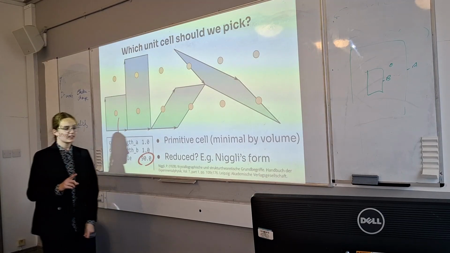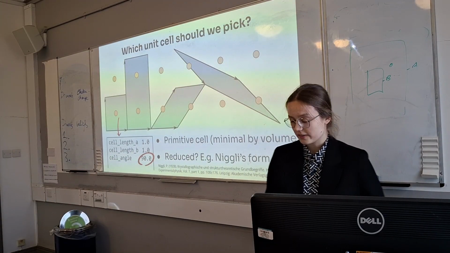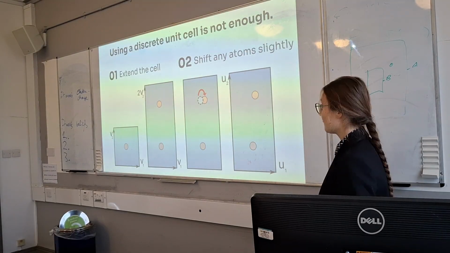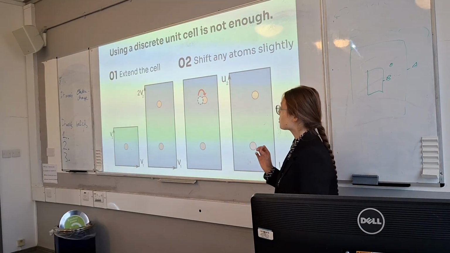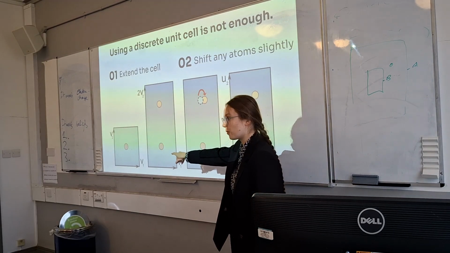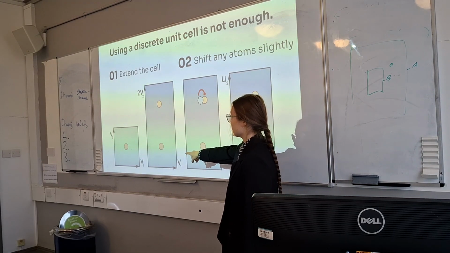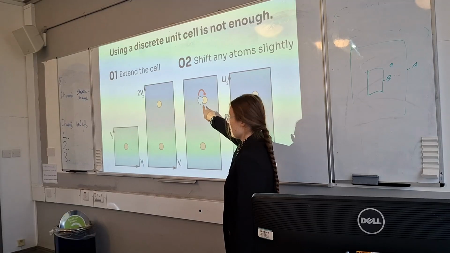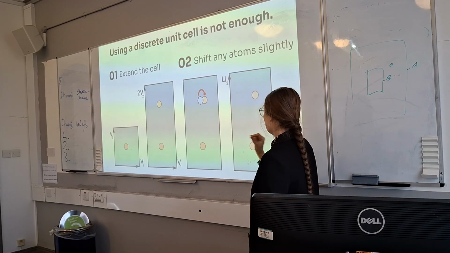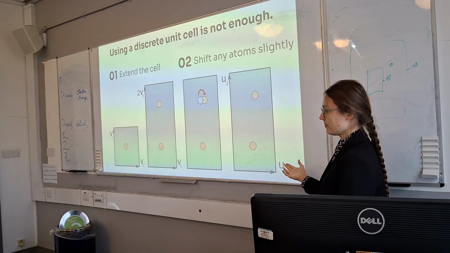However, this isn't good enough because I'll show you why. Using discrete unit cells is not enough. Take your simple one, the one that they want to choose. Say I extend it, I add another one, and then I shift one of the atoms by a tiny amount. Now I have this one.